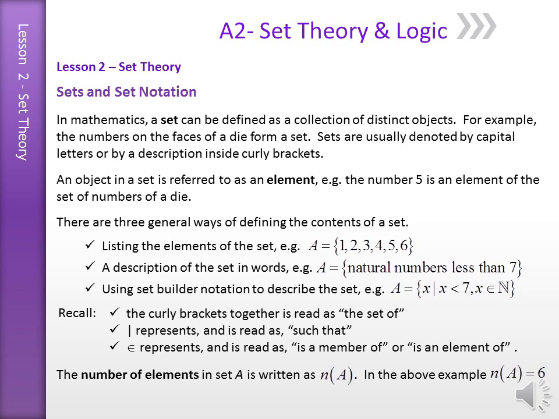Recall, the curly brackets together is read as the set of. The straight line up and down represents and is read as such that, and that funny looking E symbol represents and is read as is a member of or is an element of. The number of elements in set A is written as n, then round brackets A. In the above example, n(A), the number in the set A, is equal to 6.